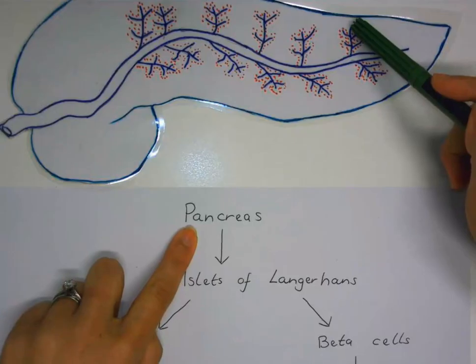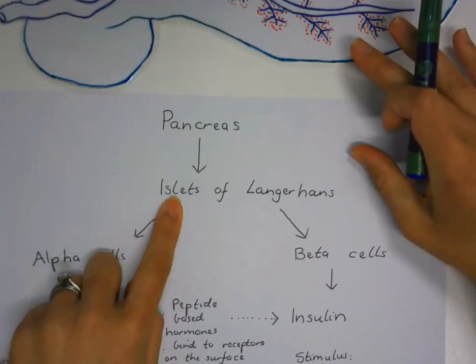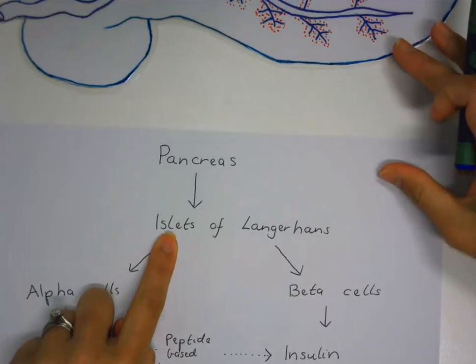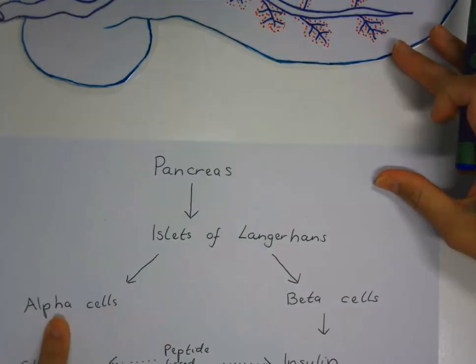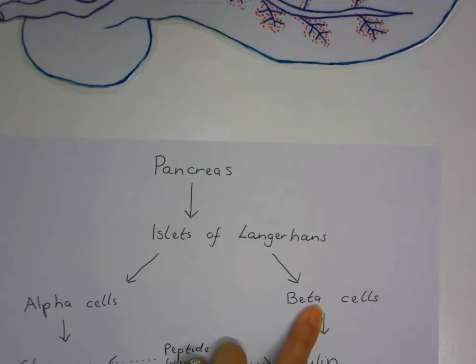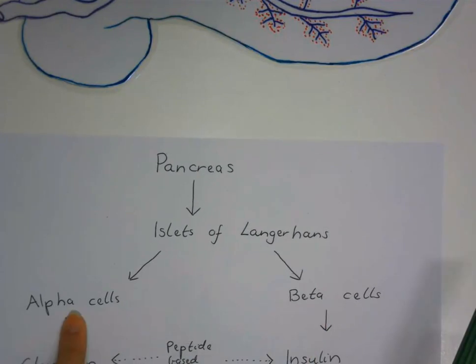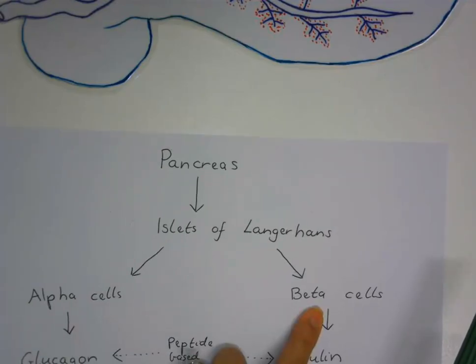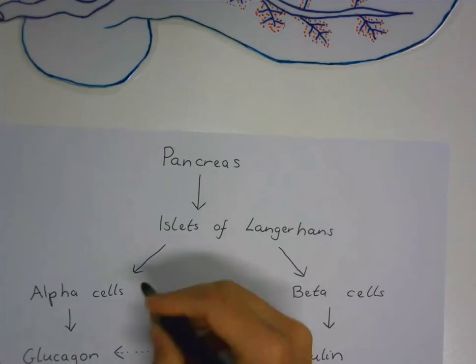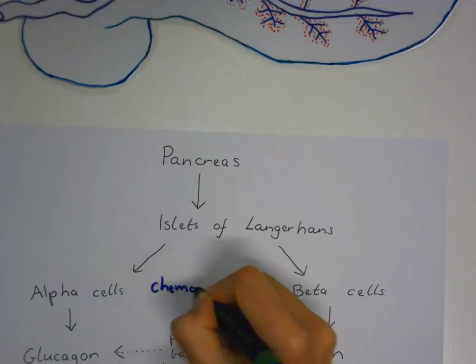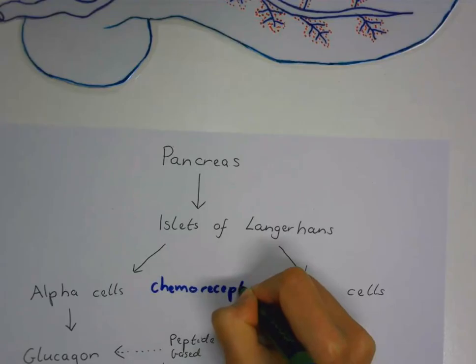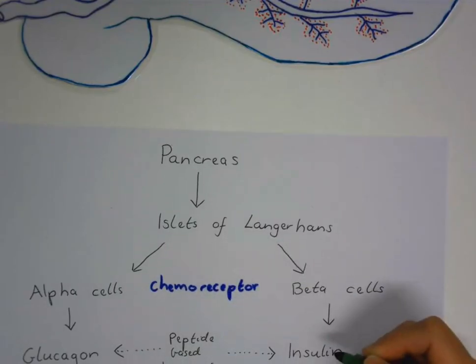So your pancreas has these islets of Langerhans, which are made up of 2 different cell types, alpha cells and beta cells. So let's discuss the situation where your blood glucose levels are very high, such as after having a meal. You've eaten something, so your blood glucose levels are high. So these alpha cells and these beta cells are chemoreceptor cells. That means that they can respond to a chemical signal. In this case, the chemical signal is going to be glucose. So they're chemoreceptor cells. They respond to a chemical signal.